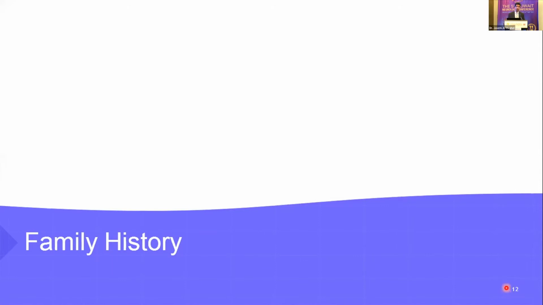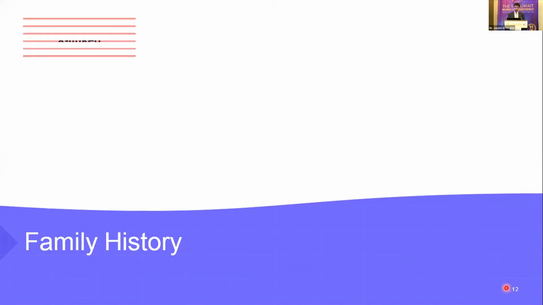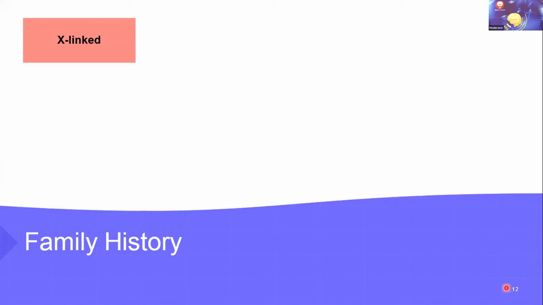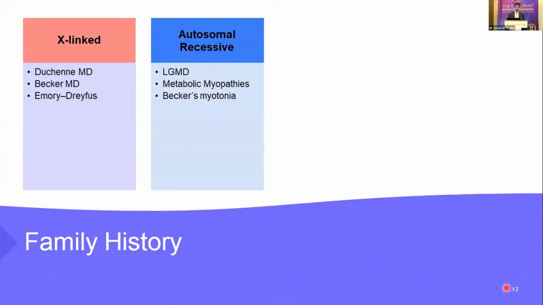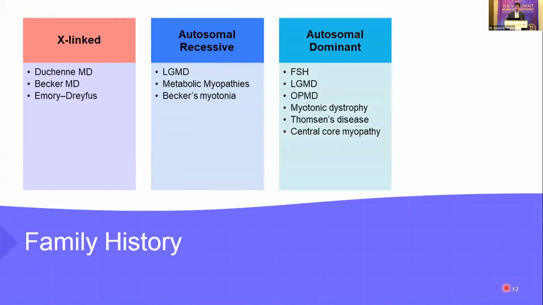If you take the family history, then you would be able to build the family tree, and based on that family tree, you would know whether the patient has an X-linked myopathy, like in the case of Duchenne, Becker, and Emery-Dreifuss, or if they have an autosomal recessive in the limb girdle muscular dystrophies, metabolic myopathies, and Becker's myotonia, or whether they have autosomal dominant, and that's your FSH, limb girdle muscular dystrophy, OPMD, myotonic dystrophy, Thomsen disease, and central core myopathy.